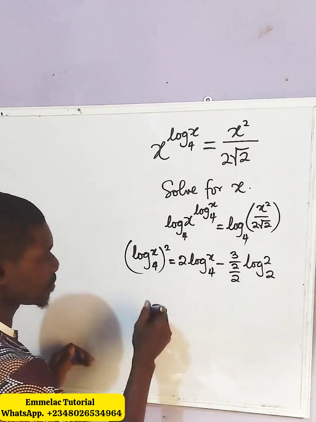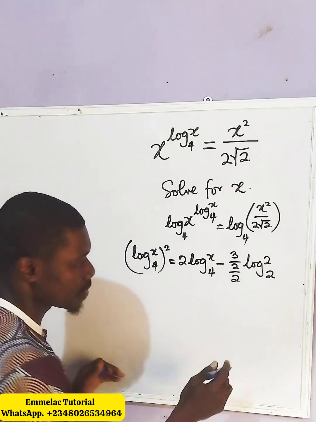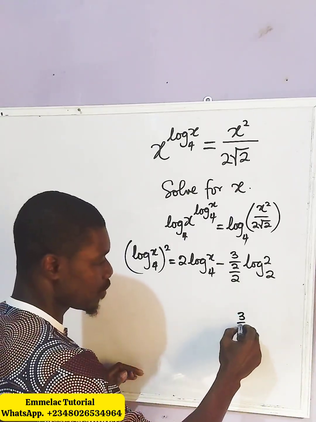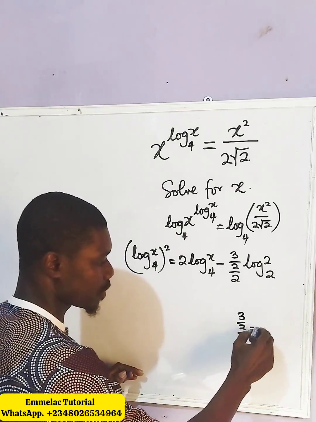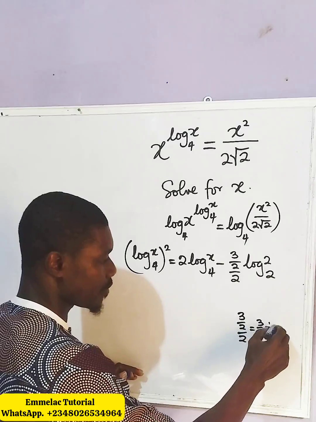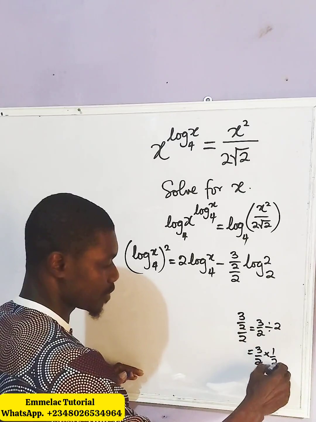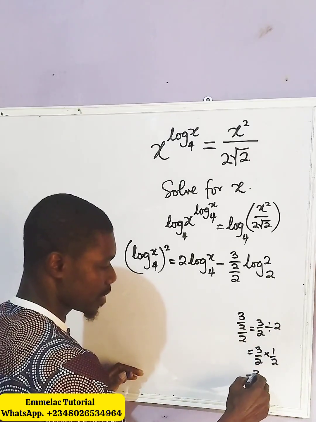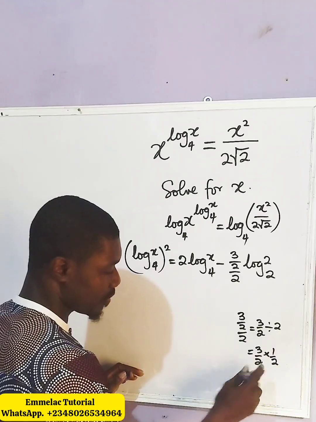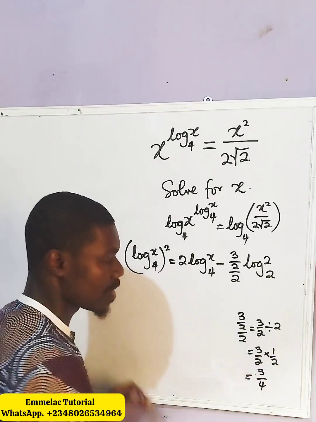So now from the last step, log 2 base 2 gives us 1, so we are left with 3 all over 2 divided by 2, which will give us 3 all over 2 times 1 all over 2, giving us 3 all over 4.